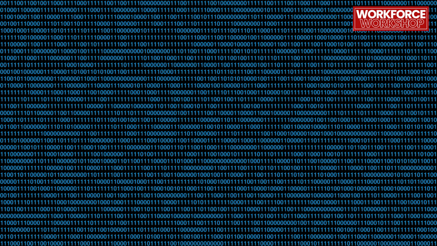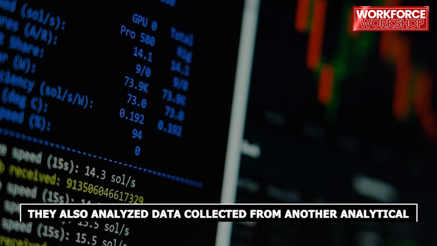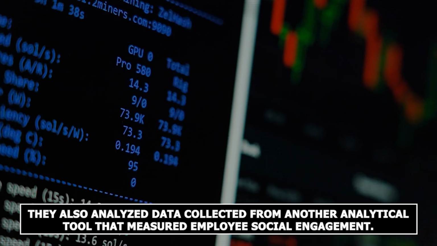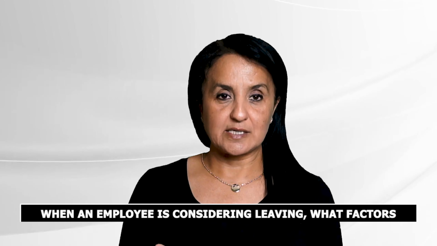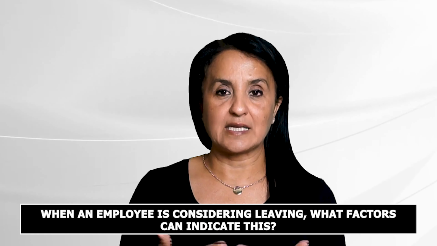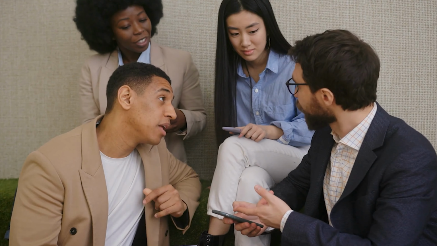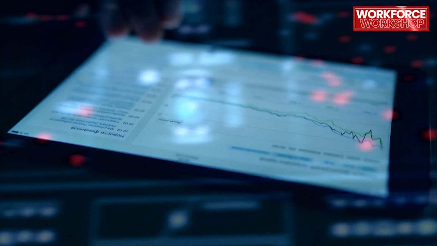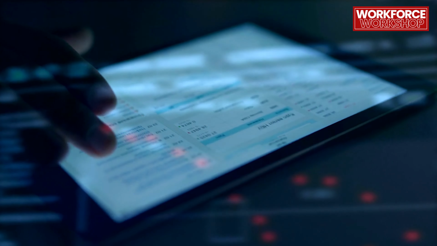Retention. Some of their essential positions had a high turnover rate at another company. A computer algorithm analyzed recruitment data, promotion histories, tenure, role performance, salaries, job roles, and location. They also analyzed data collected from other analytical tools that measured employee social engagement. When an employee is considering leaving, what factor can indicate this? Employees who interacted less socially were more likely to quit. By recognizing these red flags, the company intervened in these situations and reduced turnover by 25%.